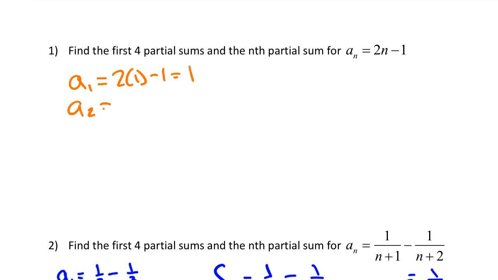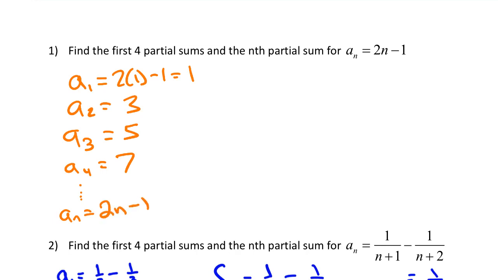And then a sub 2, I'm not going to write it out every time: 2 times 2, 4 minus 1 is 3. Then a sub 3 would be 6 minus 1, which is 5. A sub 4 would be 7. Notice we could keep that pattern going, and the nth term is 2n minus 1. It's the odd numbers: 1, 3, 5, 7, and we keep going, 9.